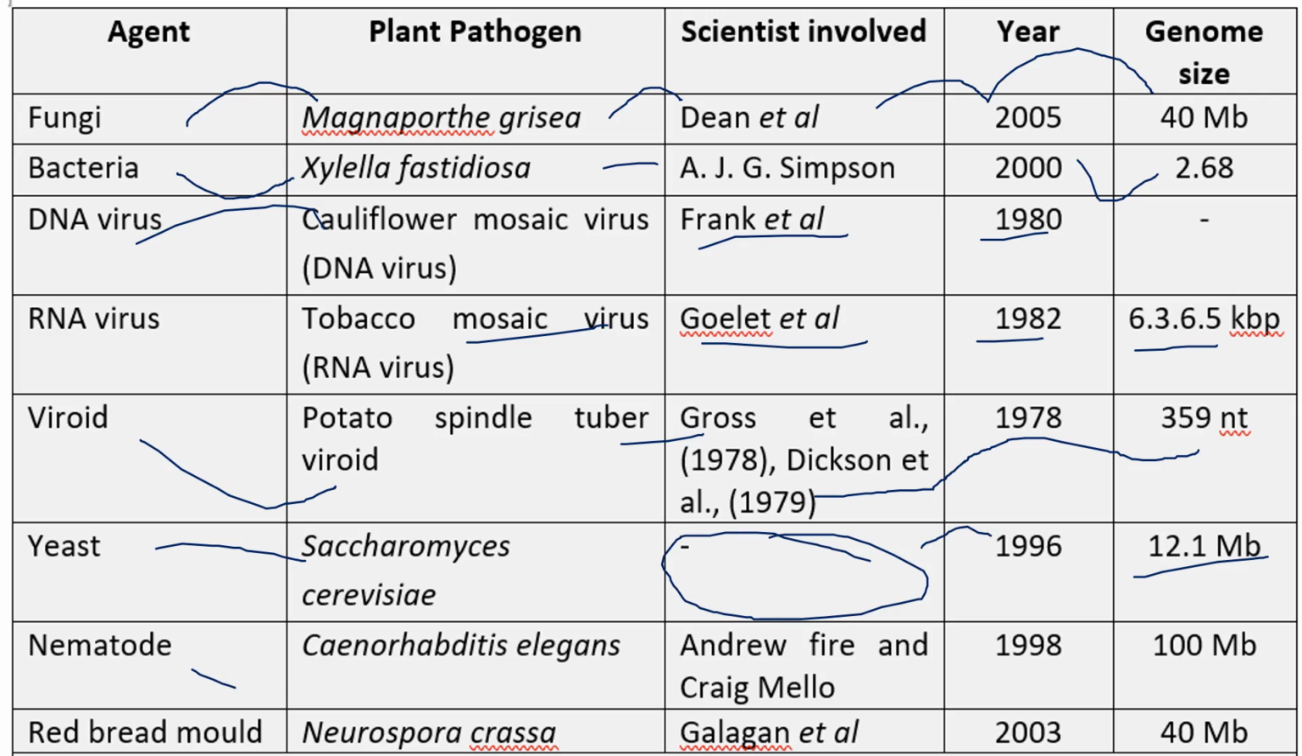The first nematode to be completely genome sequenced is Caenorhabditis elegans, sequenced by Andrew Fire and Craig Mello in 1998. Size is 100 MB. The red bread mold Neurospora crassa was sequenced by Galagan et al., 2003. The size is 40 MB.